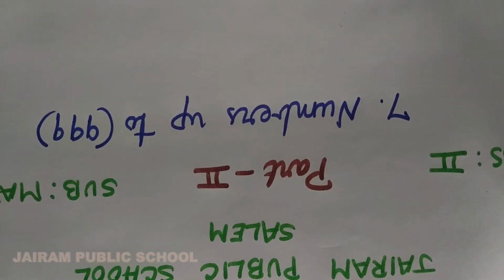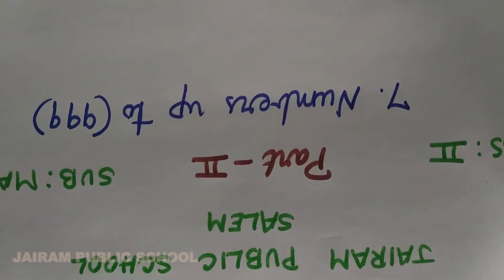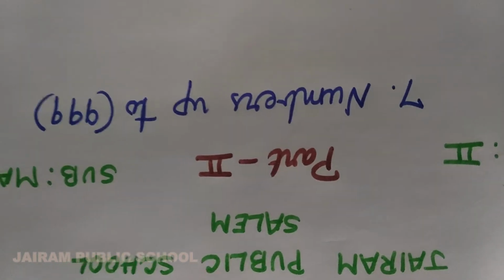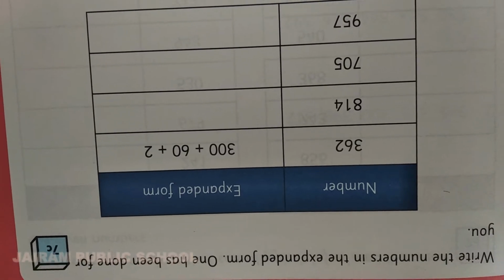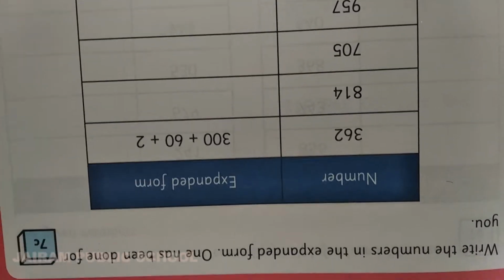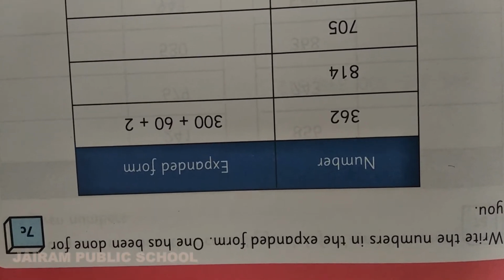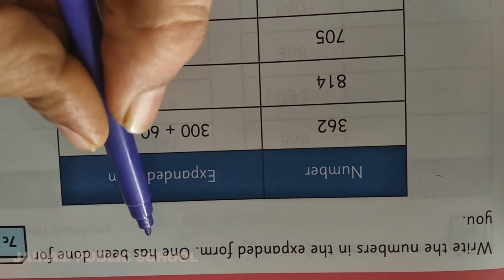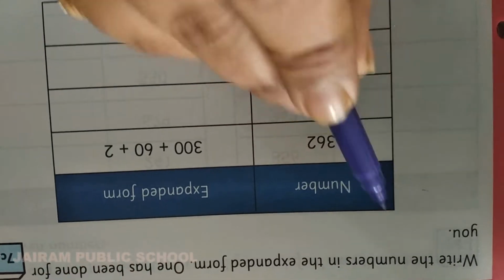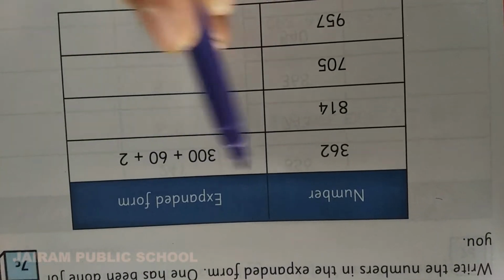Now it's the time for homework. First take your companion book, volume 2. Now see here, take companion book, page number 3. 7C is the homework. Write the numbers in the expanded form. For example, 1 has been done for you. You want to write the expanded form.